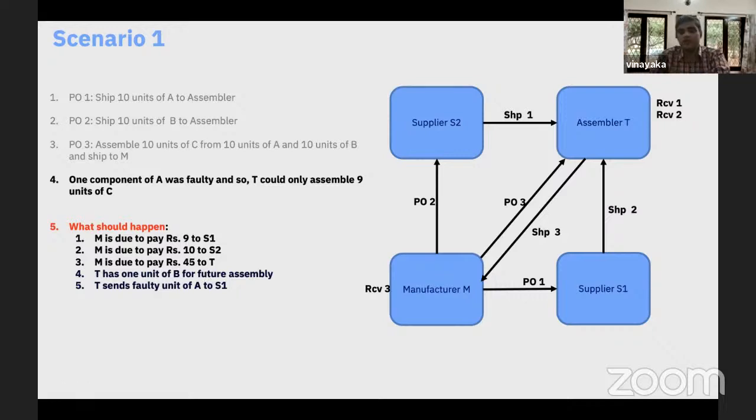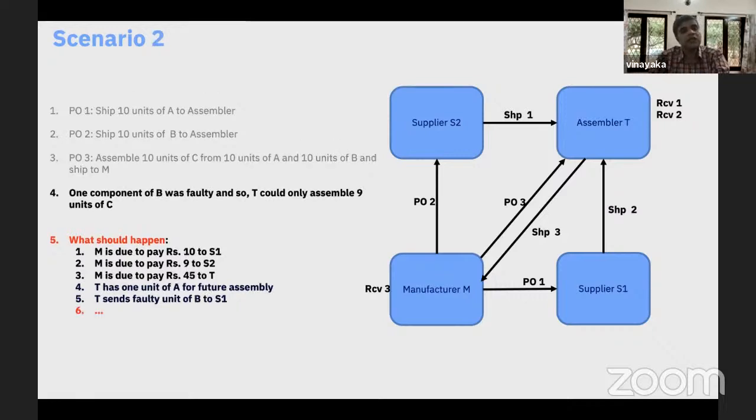This is one scenario. Another scenario is the reverse scenario, where there was a faulty component from B and T could only assemble 9 units, right? So the reverse of this situation should happen.